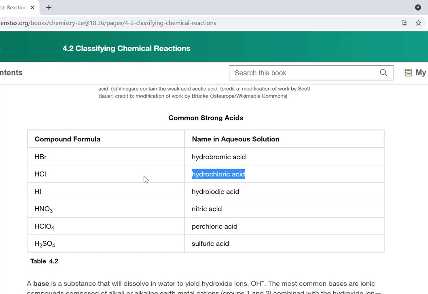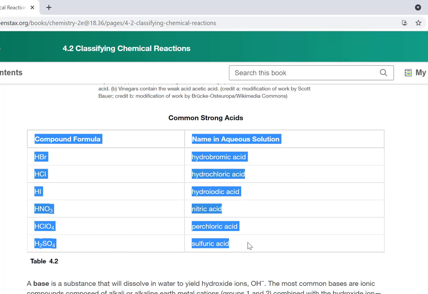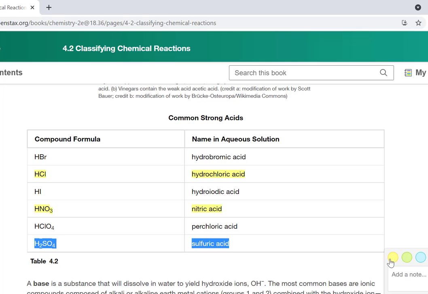Hydrochloric acid is important to know. Nitric acid is important to know, and sulfuric acid is important to know. When I say important to know, what I mean is that you'll be seeing these in lab, and you'll need to be able to see their labels either as a formula or as the compound itself, and be able to grab the right bottle when you're looking for one of these this semester. Okay, so those are some common strong acids.